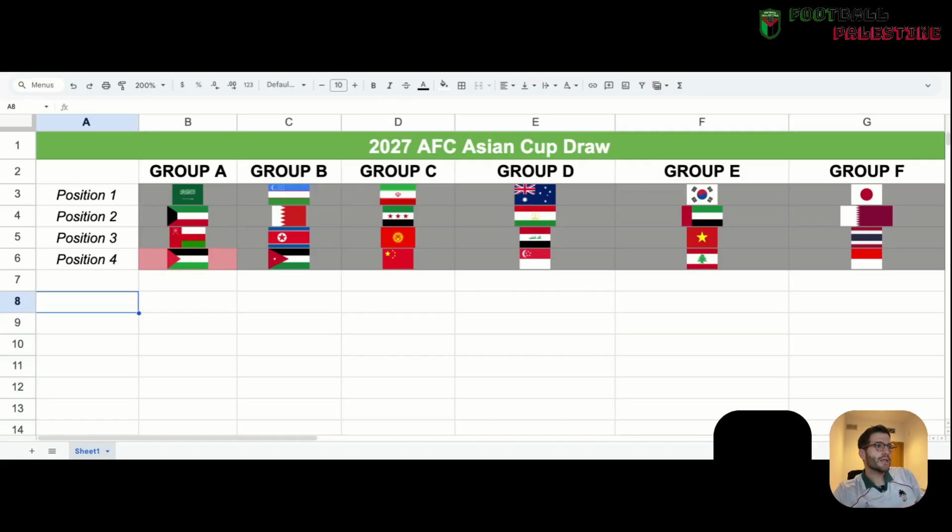So we will obviously break down the bracket and see what that looks like. I don't think they're showing us anything right now on the stream that will kind of tell us what the road to the final looks like just yet.